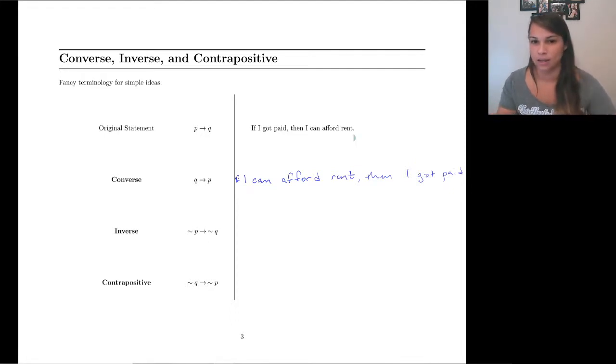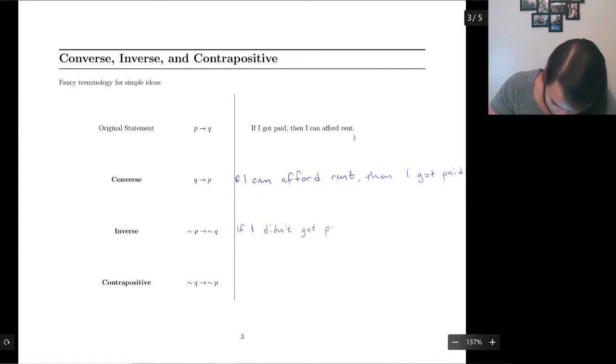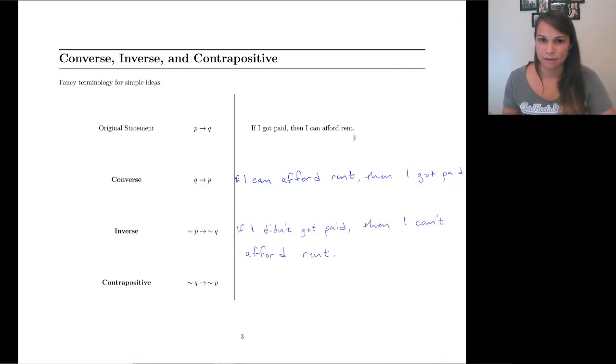Okay, inverse. Not P, then not Q. So that would be, if I didn't get paid, then I can't afford rent. This basically has the same message as the converse, but again, it's not really the same thing that the original statement has said. We cannot conclude this based off the original statement being true.